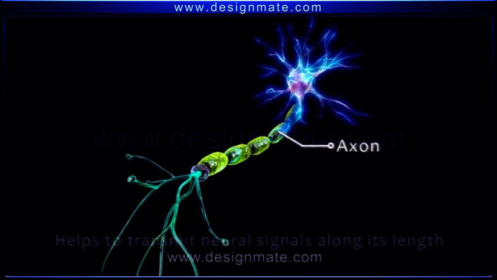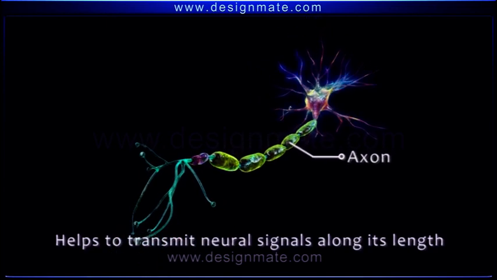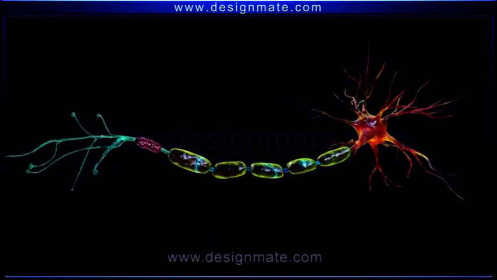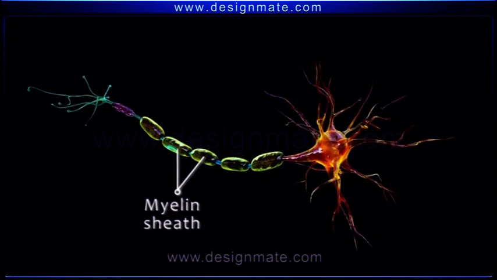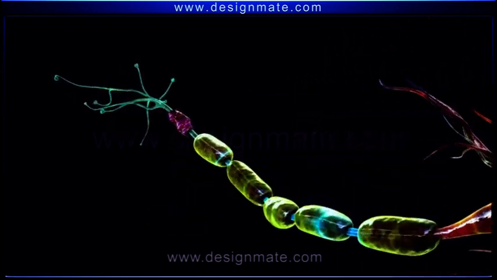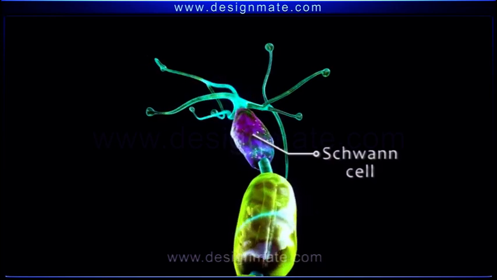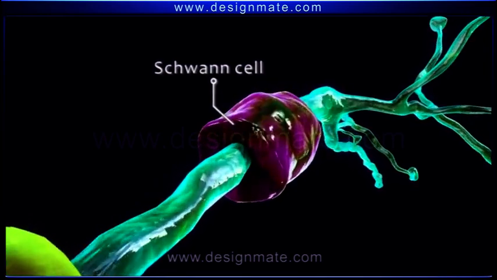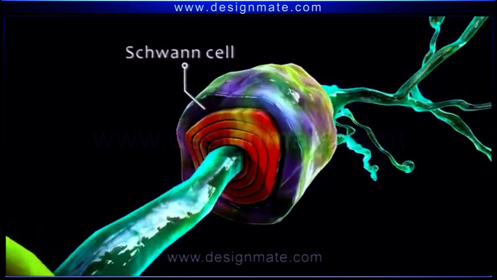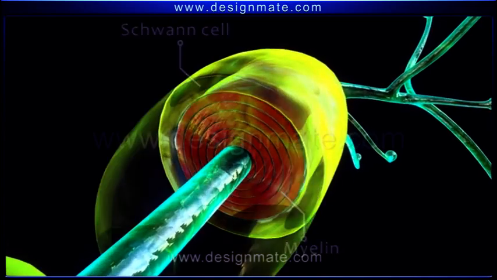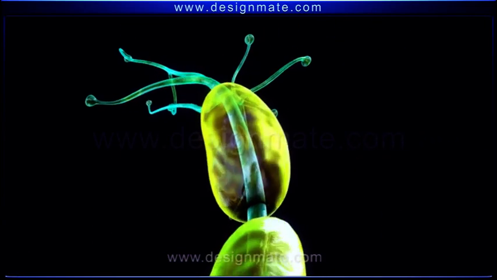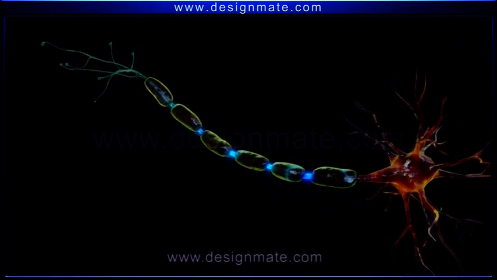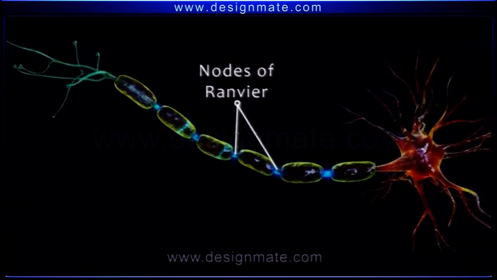The axon is long and helps to transmit neural signals along its length. It is covered intermittently by a fatty substance called the myelin sheath. On the axon, we observe a Schwann cell wrapped around it. The Schwann cells begin to secrete layers of fatty deposit known as myelin. There are gaps with no myelin sheath, and these gaps are known as the nodes of Ranvier.